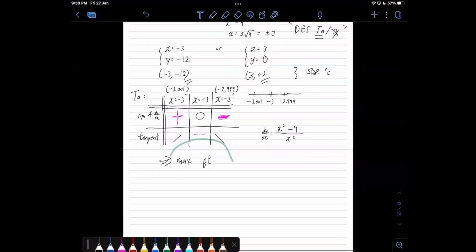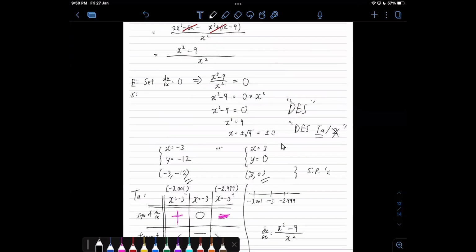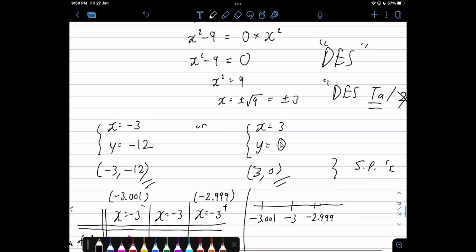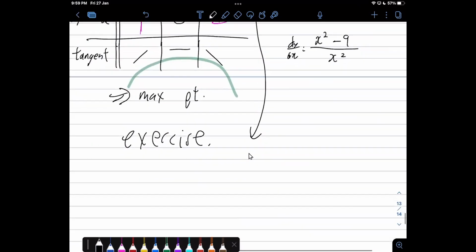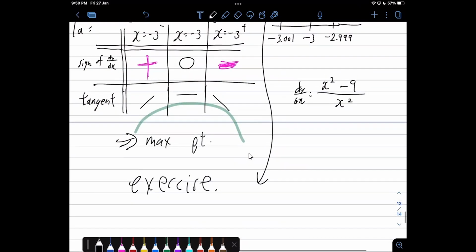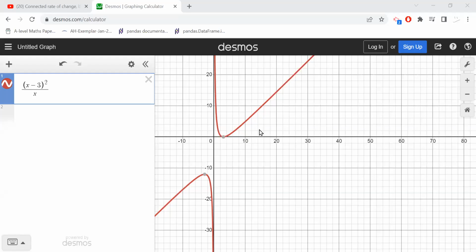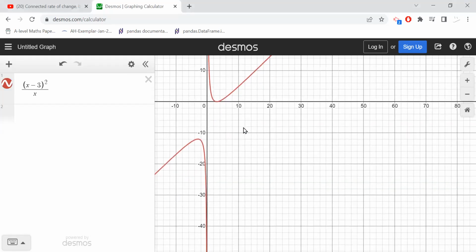Can I leave it as an exercise for you to do the second point? Okay. Exercise. All right, now I need to show you a graph. So remember the function, (x minus 3) squared over x. And then we managed to get the maximum point at (-3, -12). Okay, how about the second point? Now, maybe I should have done this at the beginning instead of just teaching you the algorithm. I'm teaching you the step-by-step procedure, the recipe. Instead, maybe I should have started by doing this.